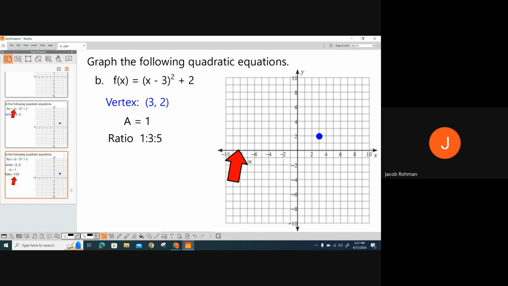So now I'm going to use that to go out 1, up 1, and out 1, up 1. So that's my first set of dots. Then I'm going to use the 3 to go out 1, up 3, out 1, up 3. So that's my second set of dots. And then I'm going to use the 5 in the ratio to go out 1, up 5, out 1, up 5, which I didn't do because it's kind of off the graph at this point.